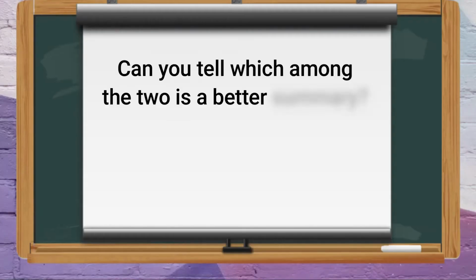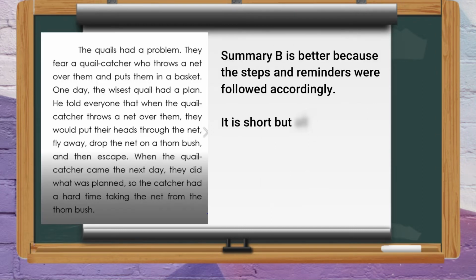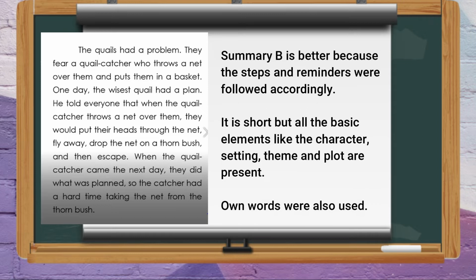Can you tell which among the two is a better summary? If you answered summary B, you got it right. Summary B is better because the steps and reminders were followed accordingly. It is short, but all the basic elements like the character, setting, theme, and plot are present. Own words were also used.